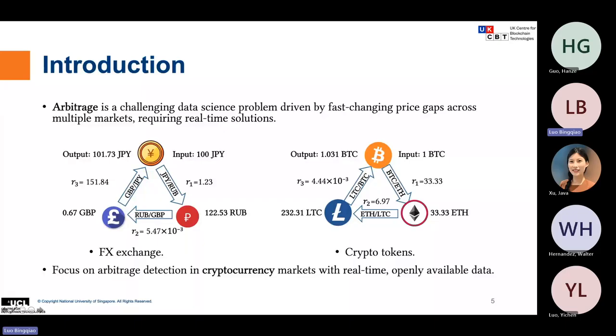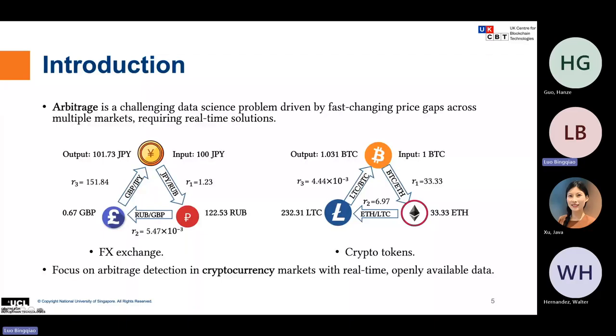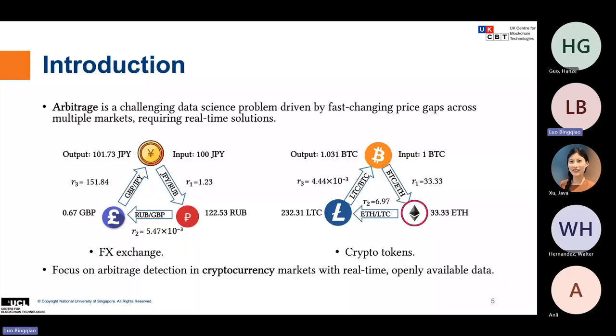Very similarly, this can happen in the crypto market, as I show in the right figure, which includes Bitcoin, Ethereum, and Litecoin. But there are 2 points I want to highlight about the crypto market. One is that traders don't want the arbitrage cycle to be too long. This is to control the risk of execution failure, and also they don't want the gas fee to be too high.